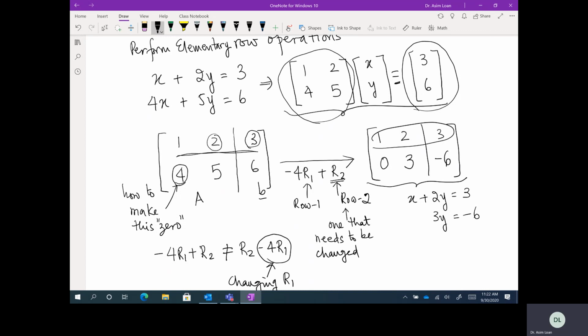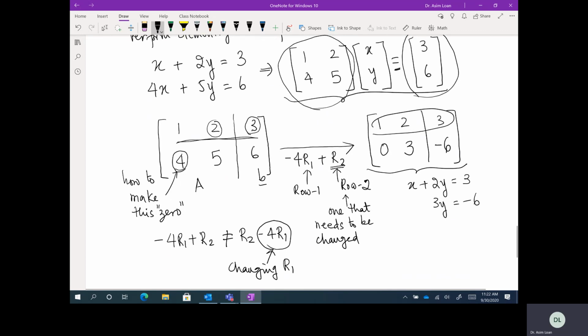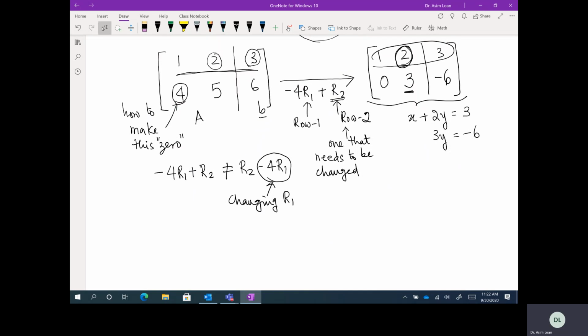But this is not the row reduced echelon form. So what we want to do next is get rid of this 2. How do I get rid of this 2? I want a 1 over here, and I want to get rid of this 2. I can perform either operation, either get rid of this 2 first or this 3 first, but I want to change this 3 to a 1 first.